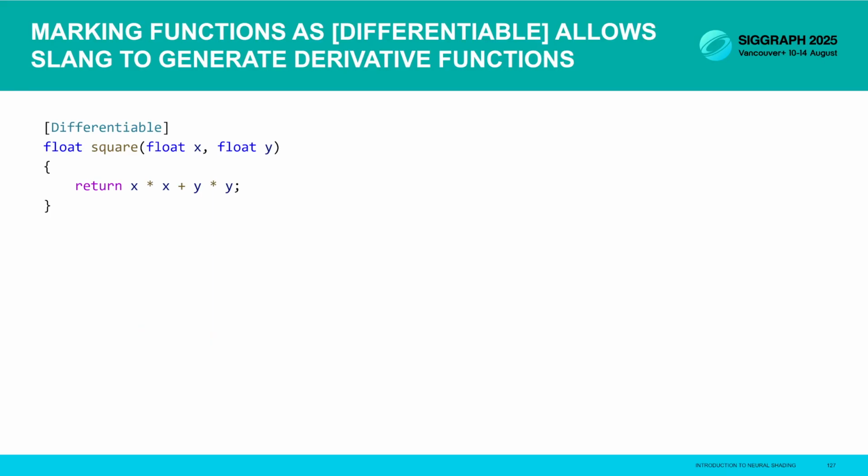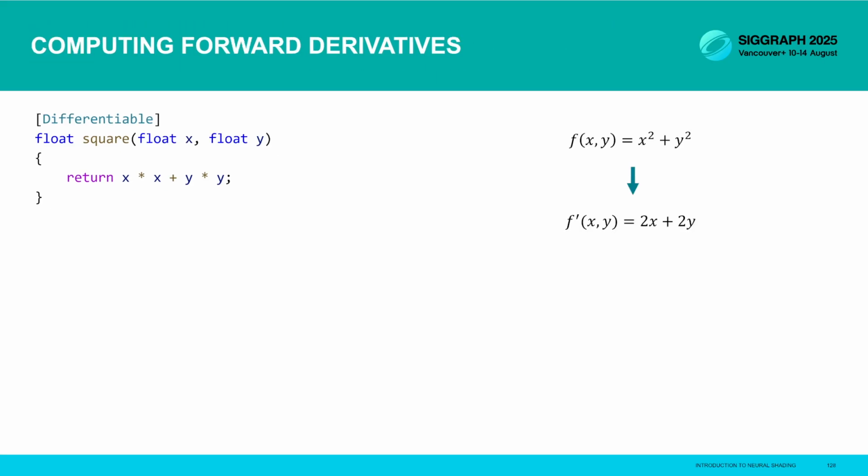With the function defined, we can simply mark the function with the differentiable attribute to tell the compiler that we need to propagate gradients through this function. This allows the compiler to automatically generate both the forward mode and backward mode gradient propagation functions from the square function. You may be wondering, what are these gradient propagation functions? And let's get into that.